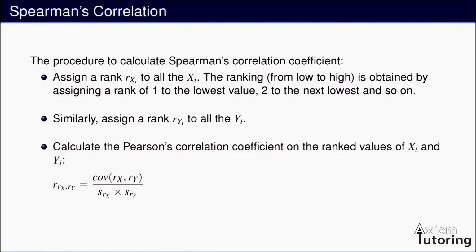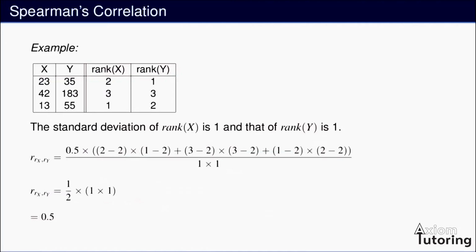So Spearman's correlation will be calculated as follows. You have R between the rank of x and the rank of y, which is the covariance between the rank of x and the rank of y, divided by the standard deviation of the rank of x times the standard deviation of the rank of y. So for the moment, that might feel a little bit abstract. So let's have a look at an example.